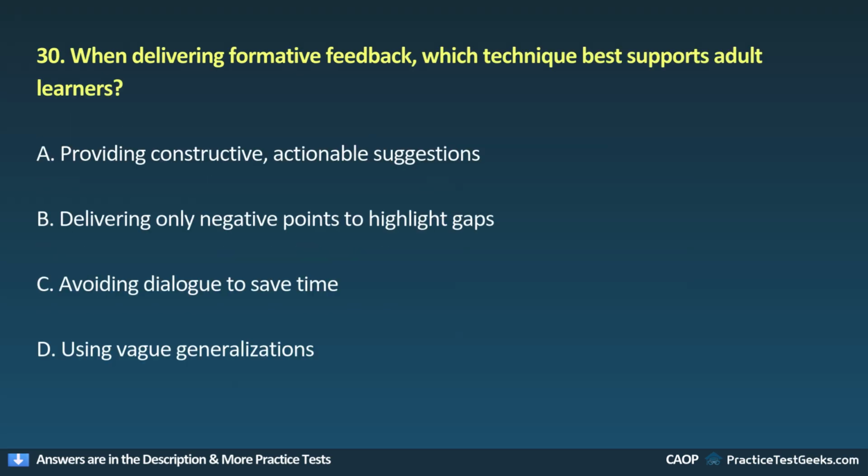30. When delivering formative feedback, which technique best supports adult learners? A. Providing constructive, actionable suggestions. B. Delivering only negative points to highlight gaps. C. Avoiding dialogue to save time. D. Using vague generalizations.